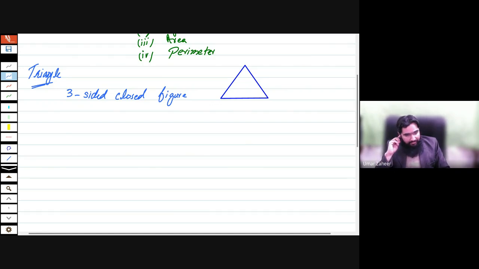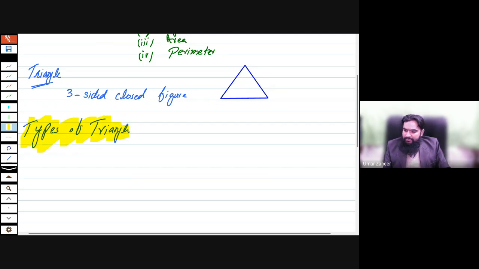Now obviously we have different types of triangles, and for different types of triangle we are going to use different techniques. That's why we are going to go for types of triangle first. Types of triangle. Anyone knows about the types of triangles?